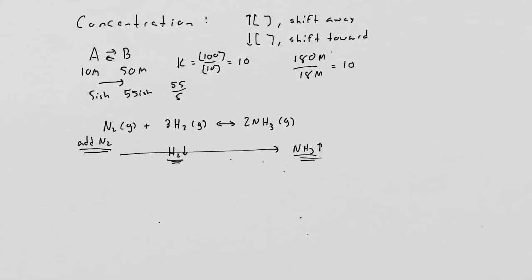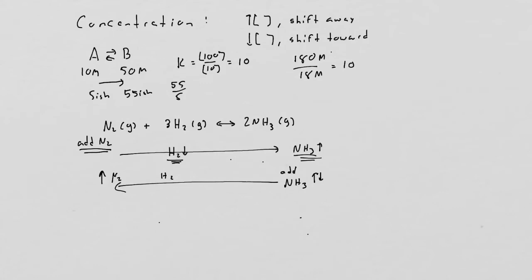If I were to add NH3, it would shift to the left, which would mean the amount of N2 and the amount of H2 would go what? That's right, it would go up because we're shifting to the left. Now the NH3 is going to go up, but then it's going to go back down. And at some point, we restore that ratio so we end up with the same equilibrium constant.